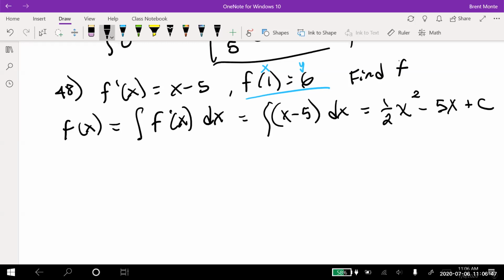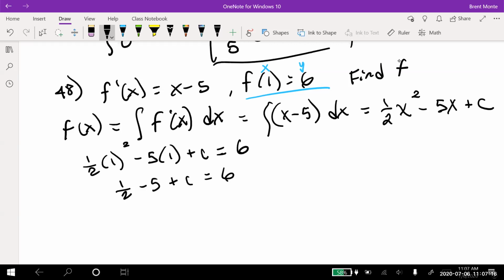So now what I do, I plug those in. If that's my whole function value, I say, oh, when x is 1, then the function value is 6. And you can put the 6 on the right side or the left side, it doesn't matter, just have an equal sign in there. And now what I'm trying to do is solve for c. So I say, okay, let's see, 1 squared is 1, so I get a half. Minus 5 plus c is equal to 6.